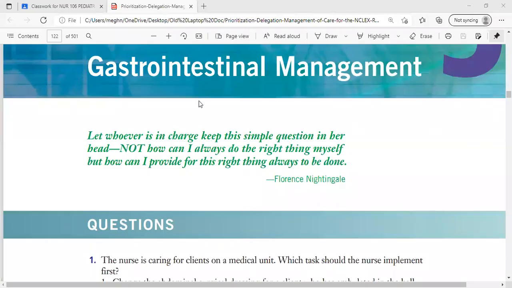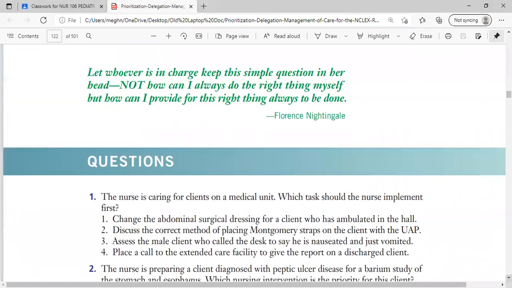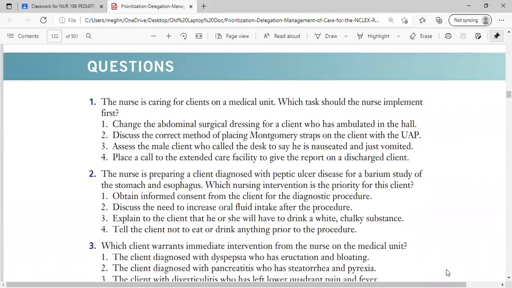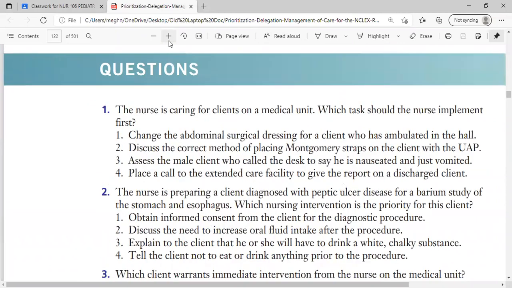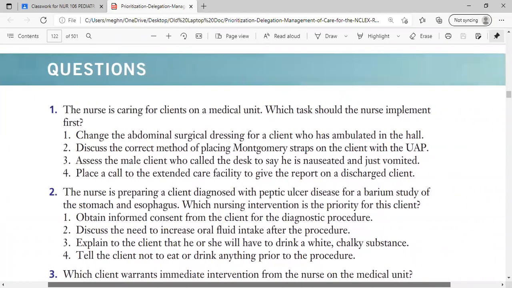Here we are going to discuss a few questions and answers about gastrointestinal management. The first question is here. A nurse is caring for a client on a medical unit. Which task should the nurse implement first?